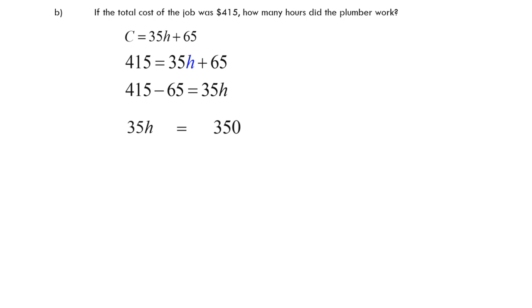Now that we have the variable on the left-hand side, we can isolate h by dividing 35h by 35. And of course, then we have to do the same on the other side, and we're left with h equals 350 divided by 35, which gives a value of 10 for h. H represents the hours, so we can say that it took the plumber 10 hours of work to earn that $415.